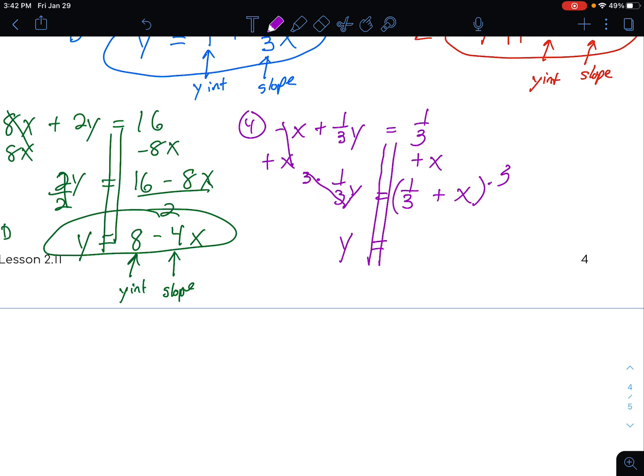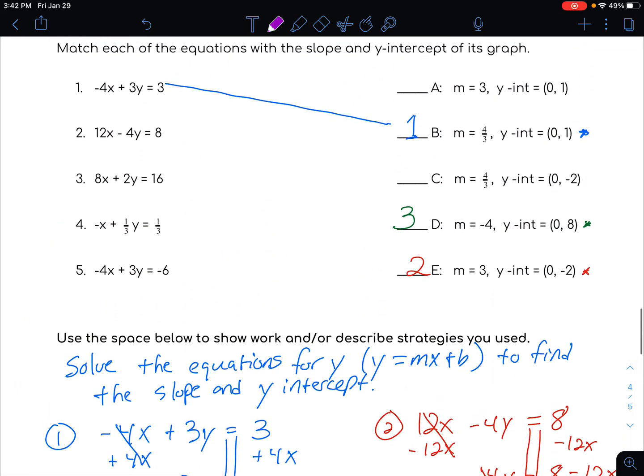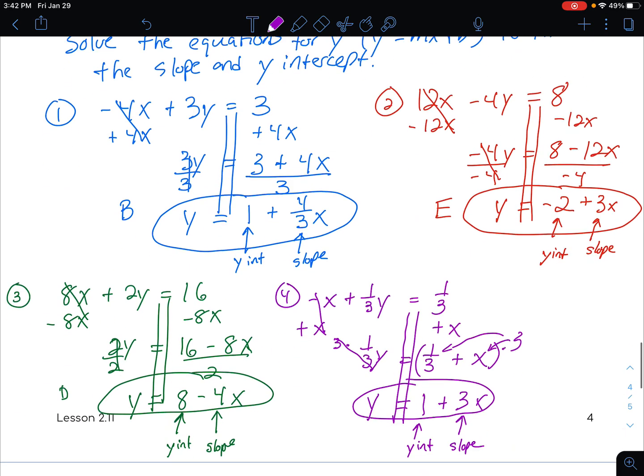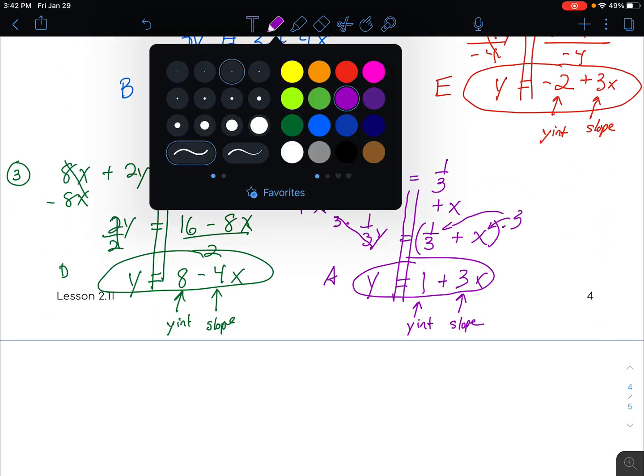And then, just like dividing both of those terms by 3, we have to essentially use the distributive property here and multiply both terms by 3. So 3 times 1/3 is 1, 3/3 is 1, and then 3 times x is 3x. So that's what that would look like. So now we have a y-intercept of 1, and we have a slope of +3. So y-intercept of 1 and a slope of 3. Looks like that matches up here. So that would be equation number 4. So 4 matches up with A.